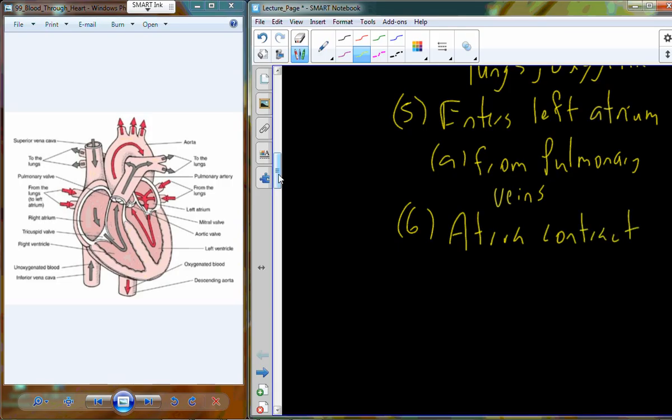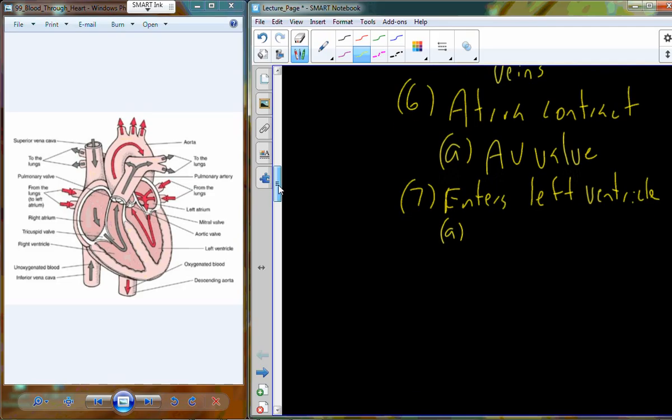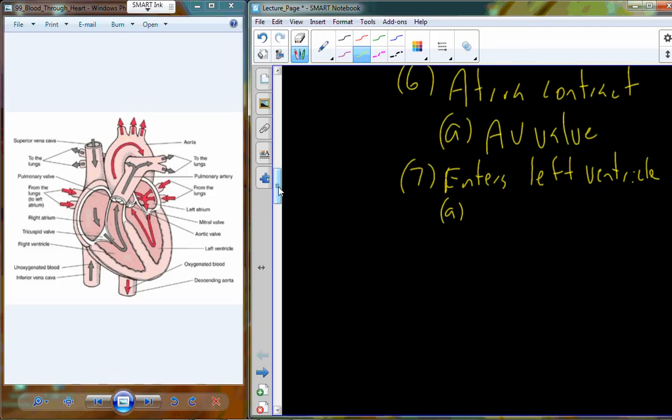So the atria contract again, the left atrium contracts. This causes the AV valve on the left side, now the left AV valve, to swing open. Blood begins to flow into the left ventricle. Now notice on this figure, as the blood begins to flow into the left ventricle, the tissue surrounding the left ventricle is the thickest tissue in the heart. Remember, we call that tissue the myocardium. So this is the thickest myocardium in the heart.